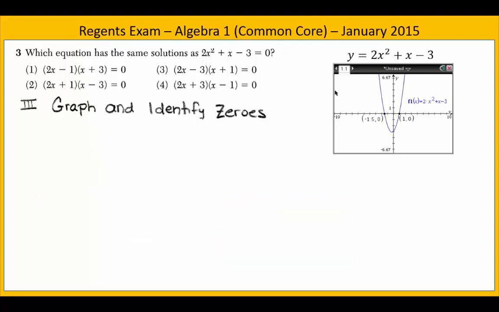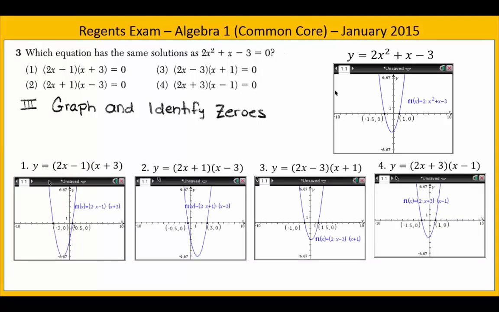Another option is to look at the graph of y equals 2x squared plus x minus 3 and identify the zeros, or the solutions to the equation. We see that we have a 0 at x is negative 1.5, and we have a 0 at x is 1. Which other equation has the same zeros?